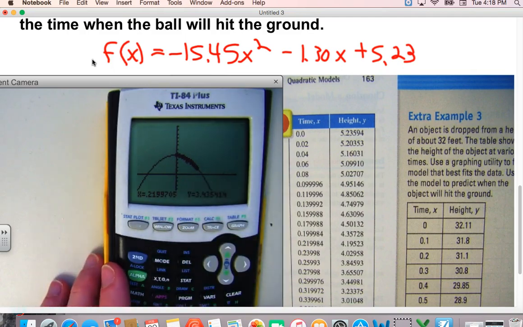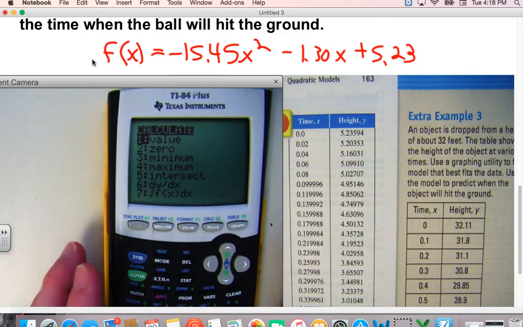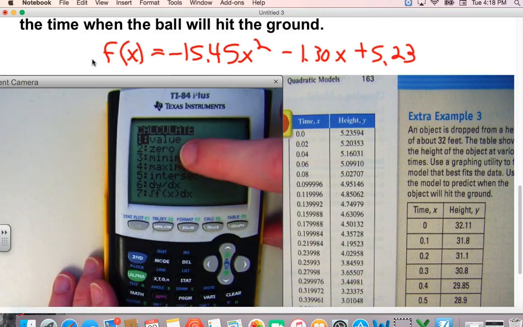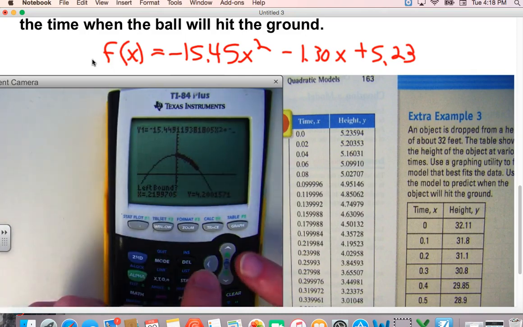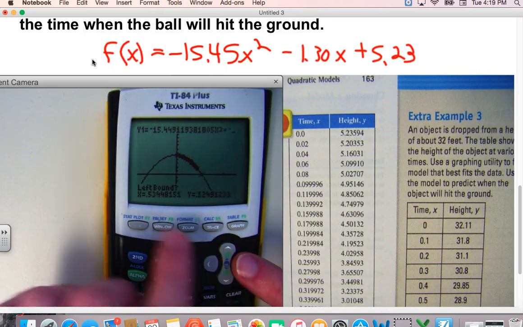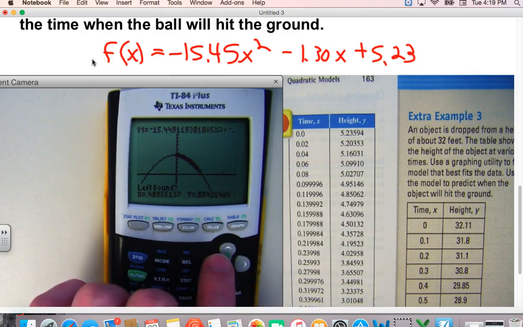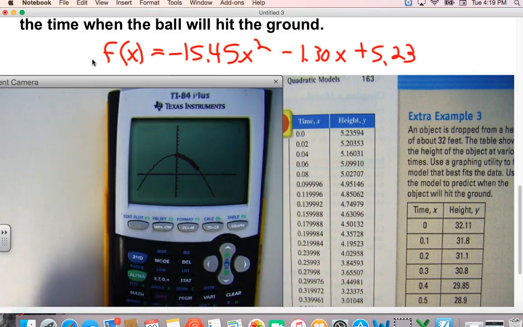You can calculate that on the calculator. Hit second, calculate, and those values that cross the x-axis are called zeros. So we're going to pick zero, and then you treat it just like you do with left bound and right bound with a maximum. It says left bound, so go left of the x-intercept a couple clicks, hit enter. It says right bound, so go over to the right of it a couple clicks and hit enter. It says guess, hit enter one more time.